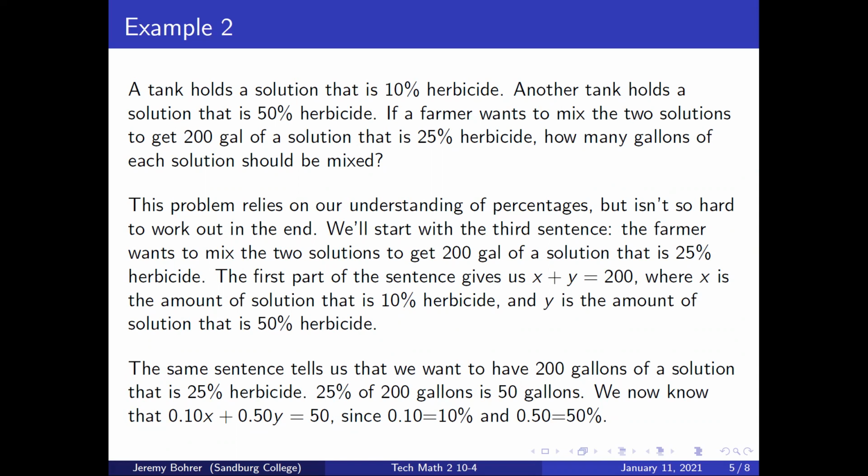We'll start with the third sentence. The farmer wants to mix the two solutions to get 200 gallons of a solution that is 25% herbicide. The first part of the sentence gives us X plus Y equals 200, where X is the amount of solution that is 10% herbicide and Y is the amount of solution that is 50% herbicide. The same sentence tells us that we want to have 200 gallons of a solution that is 25% herbicide. 25% of 200 gallons is 50 gallons. We now know that 0.10x plus 0.50y equals 50, since 0.10 equals 10% and 0.50 equals 50%.